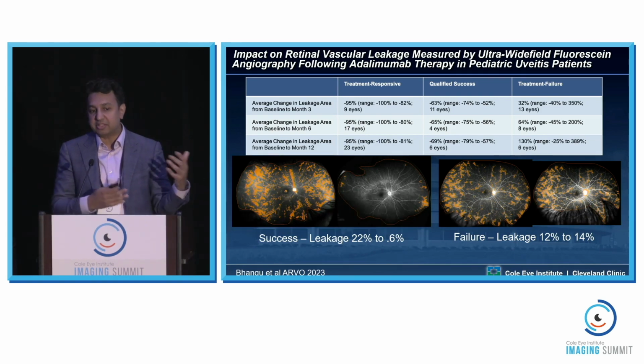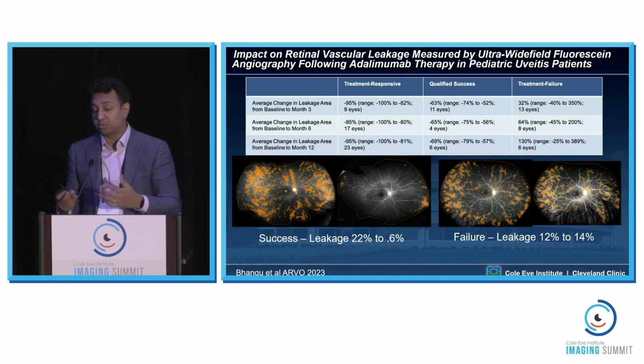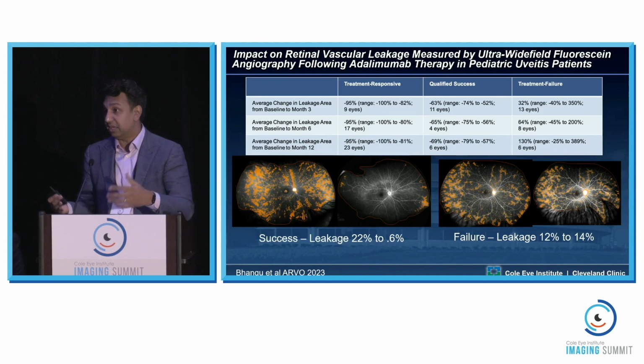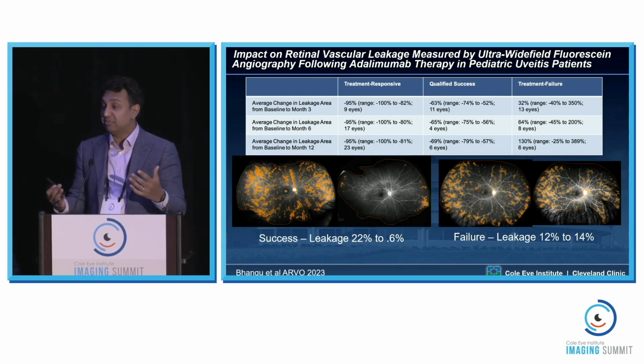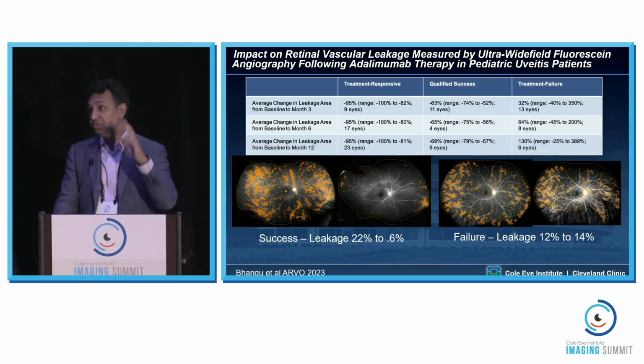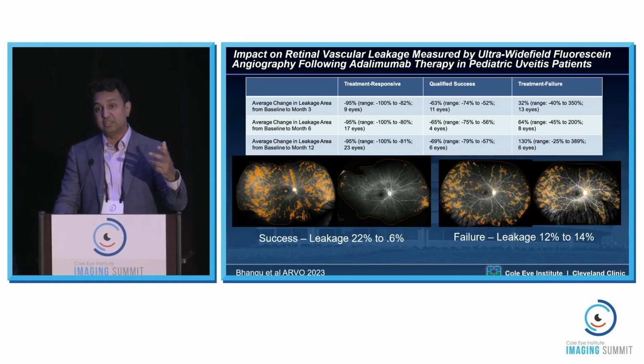So this is the impact of retinal vascular leakage using ultra-wide field fluorescein in pediatric patients on adalimumab. We're asking a very simple question. How do you know when you should switch patients who are on this therapy? How can you tell when it's not working?